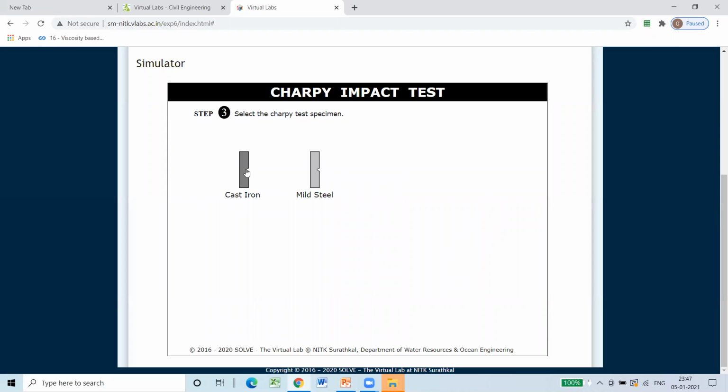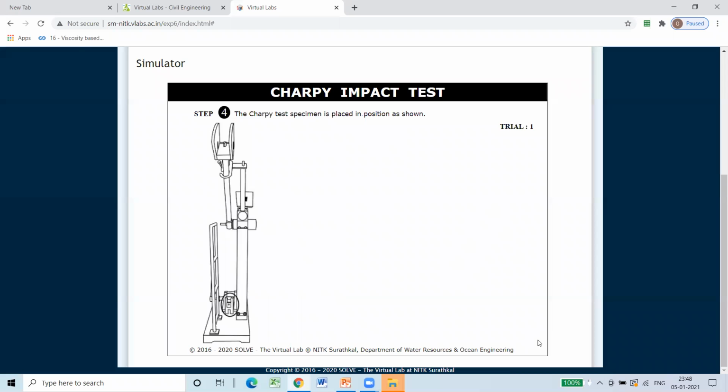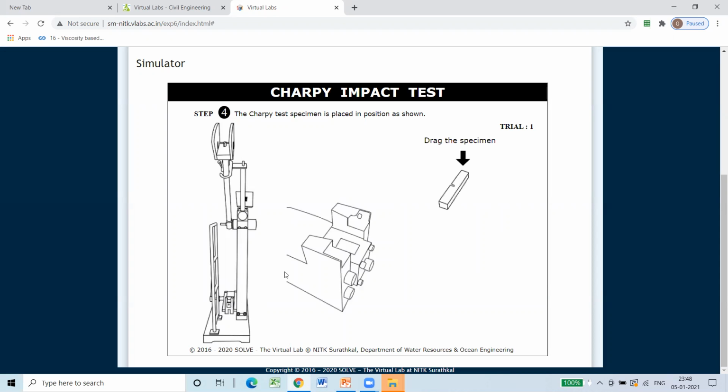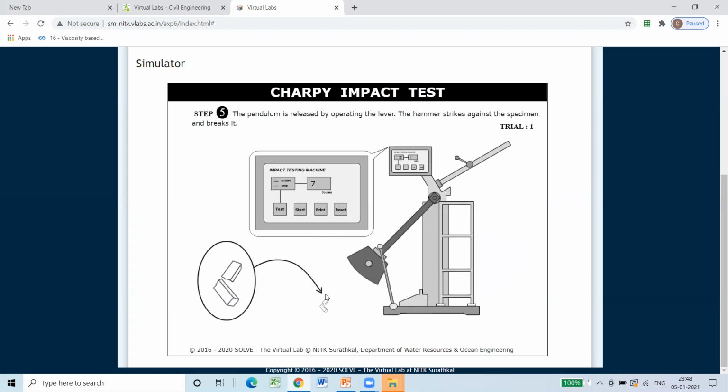So here I am selecting a cast iron for the test, and this is the size we are going to use. Length 55.4 mm, breadth 9.52 mm, depth 9.4 mm, and depth of notch is 5.1 mm. So I will place my specimen here. You can see here, and I will move to the next step. In the next step, I will release the lever, and the hammer will go and hit the specimen, and it has broken like this.